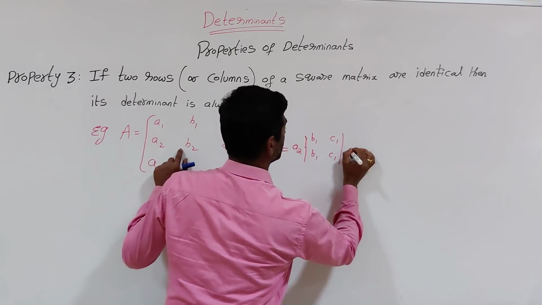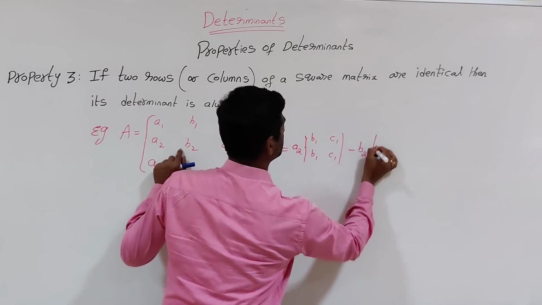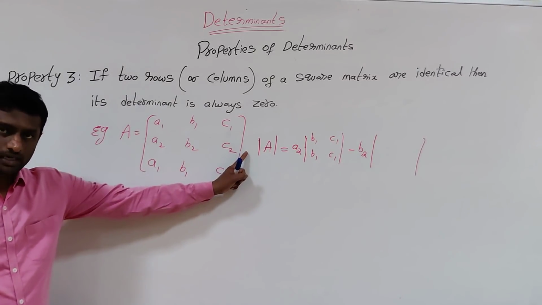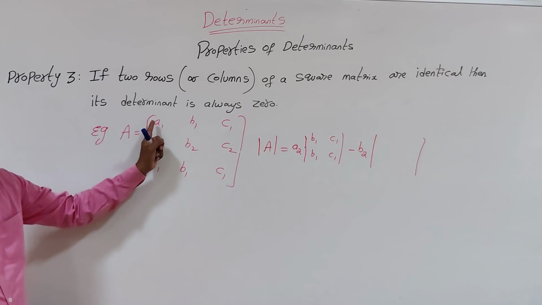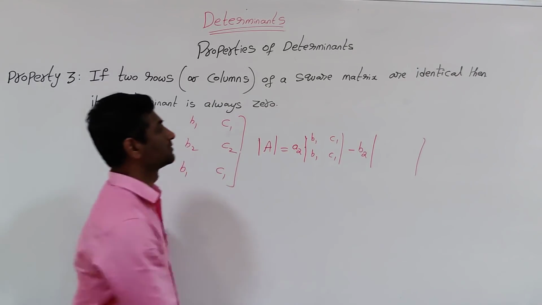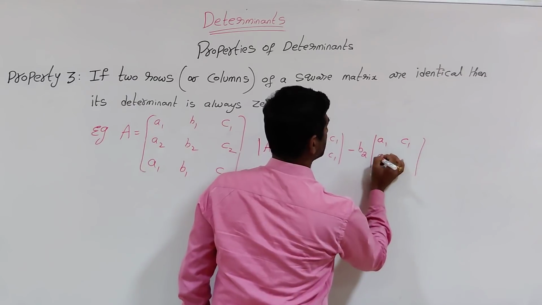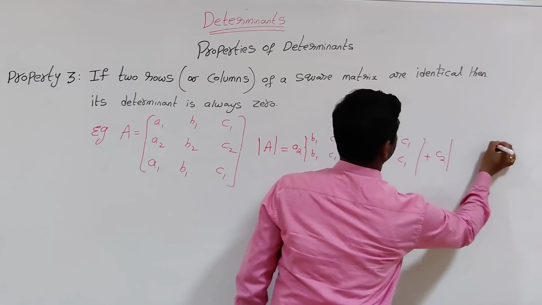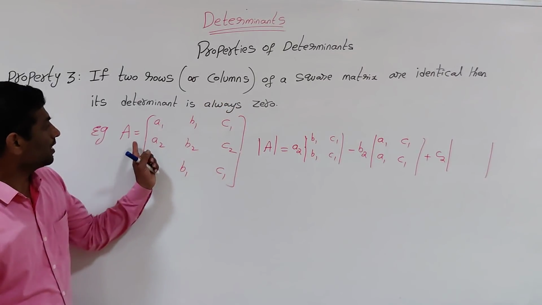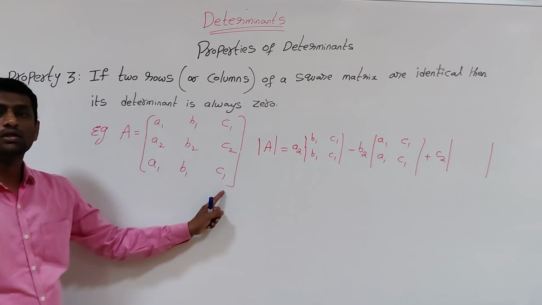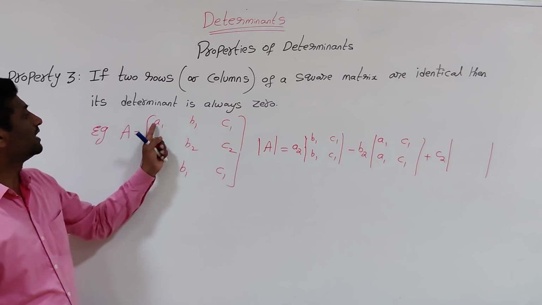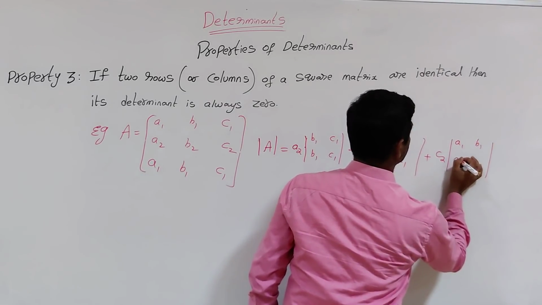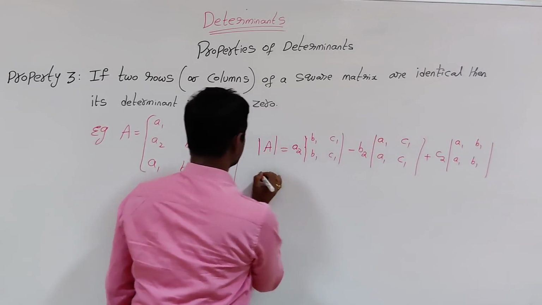Next, minus B2 into determinant of B2. After hiding the second row and second column, you will be left with A1 C1 A1 C1, plus C2 into determinant of C2. After hiding the second row and third column, you will be left with A1 B1 A1 B1. So it gives what?